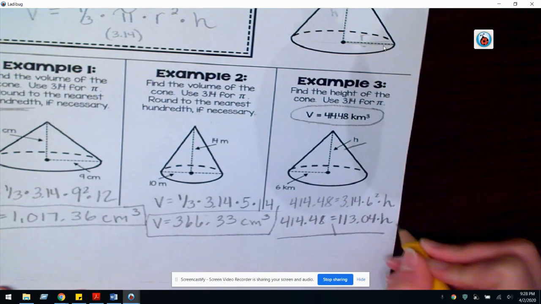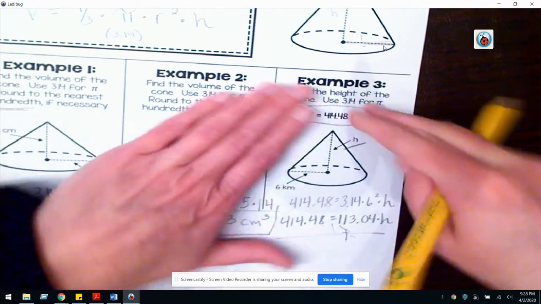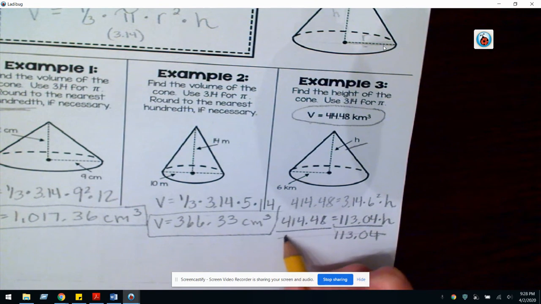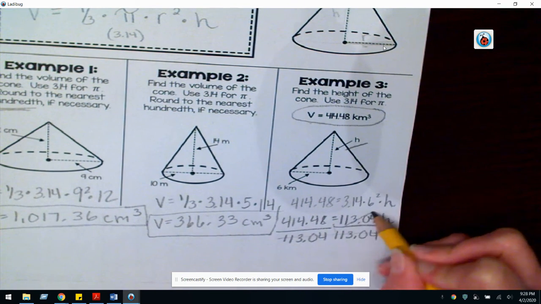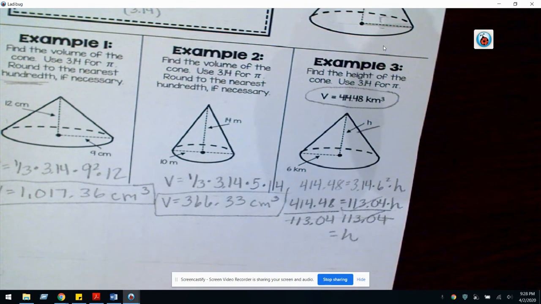Now, if you think about when we solve equations, when two numbers are being multiplied, the opposite of that is dividing. So if I want to get H by itself, I would divide both sides by 113.04. So I do that on both sides. This would cancel, and H is going to equal, definitely going to use a calculator for this one, 414.48 divided by 113.04.